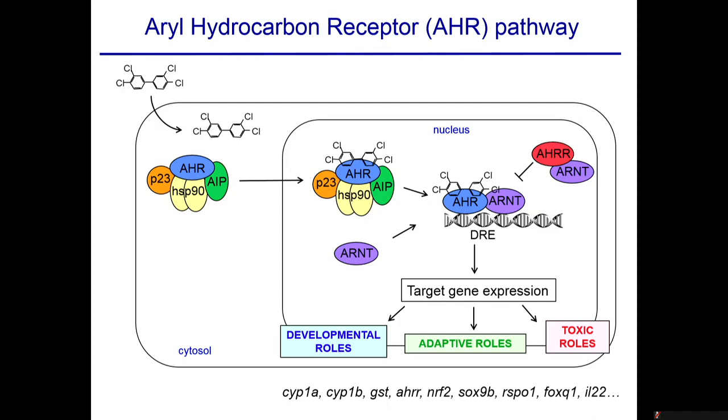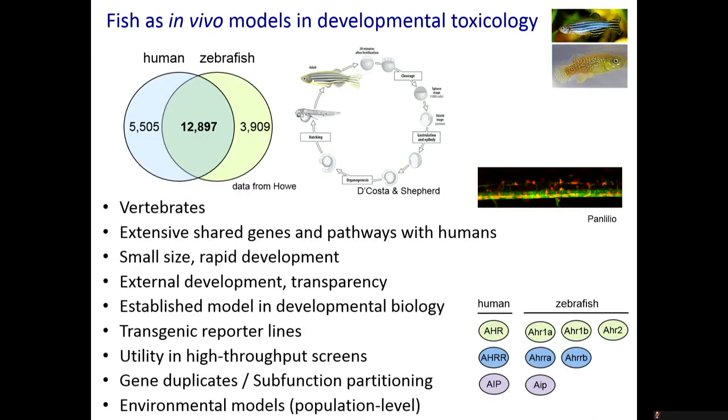Many of these are involved in development or other physiological roles. Some of them are involved in adaptive functions like regulating drug metabolizing enzymes. And a number of others provide direct links to toxic effects, and these are not as well understood as the other two. So we're interested in understanding what factors influence the sensitivity of this AHR signaling pathway to toxicants. We do this using fish models primarily.